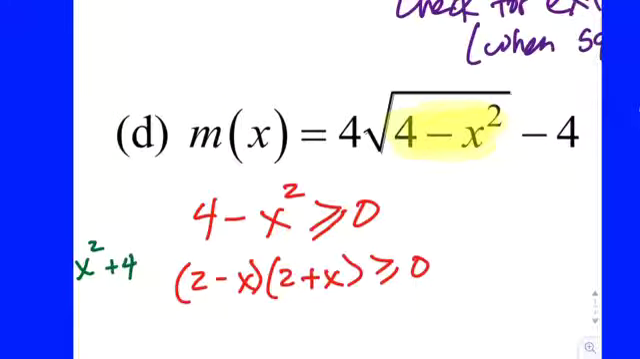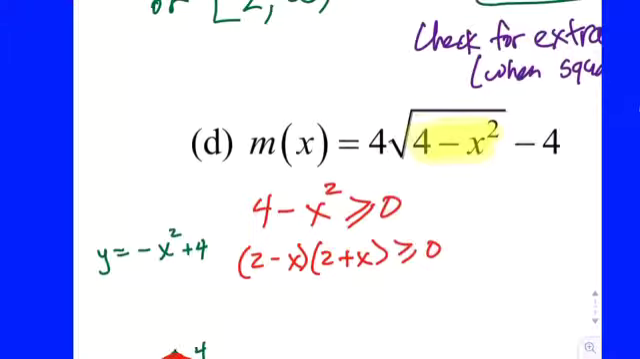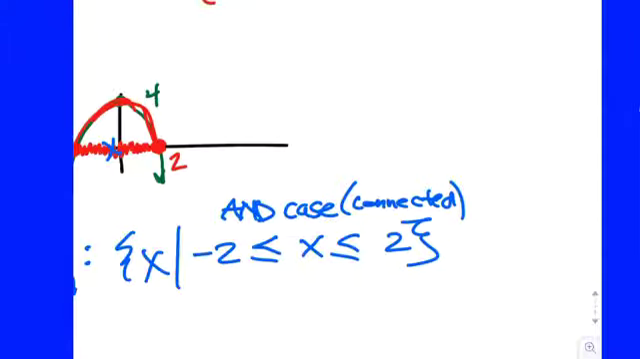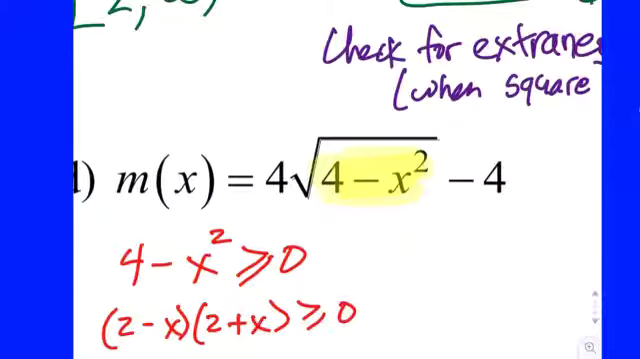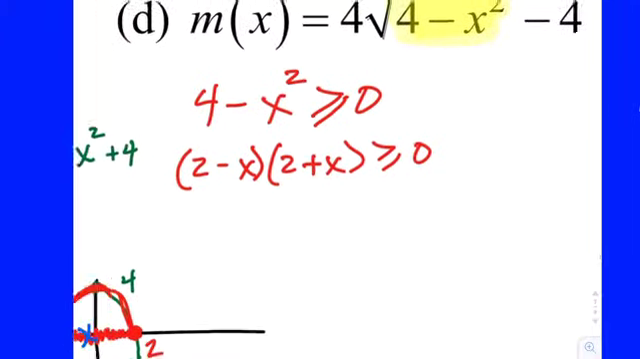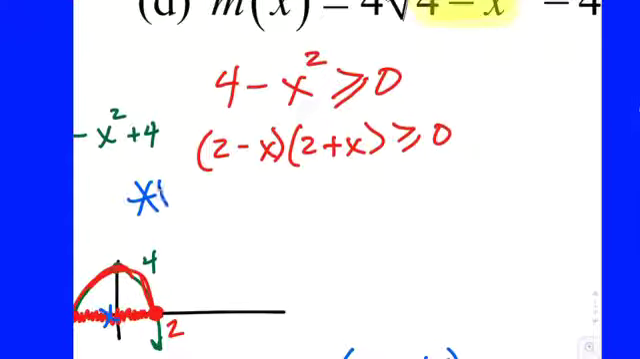Now, if you're not sure if that's the right interval, pick a number between negative 2 and 2, like 0. I'm saying 0 should work. If I plug in a 0 up here for x, I get 4 minus 0 squared. That's 4. The square root of 4 works, okay? And if you want to then pick a number outside of negative 2 and 2, like 3, 3 should not work. 3 squared is 9. 4 minus 9 is negative. Got it, right?